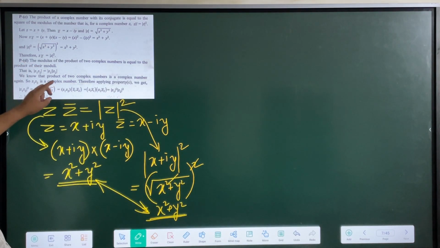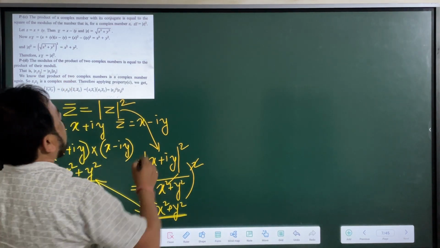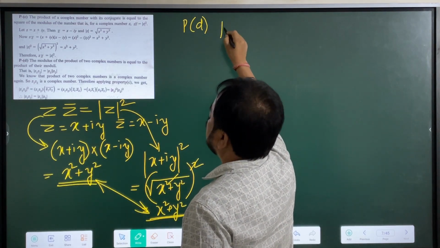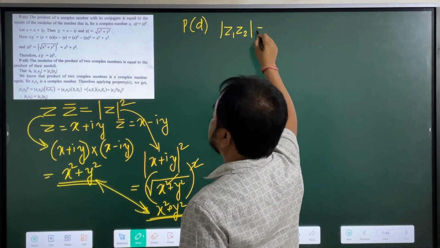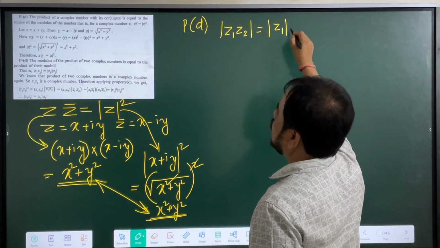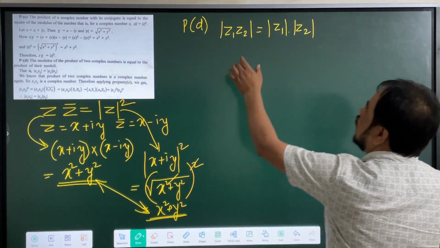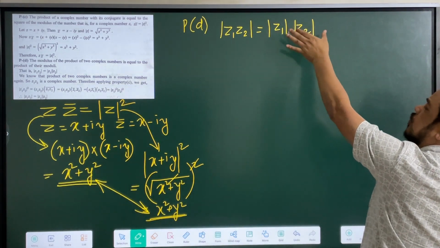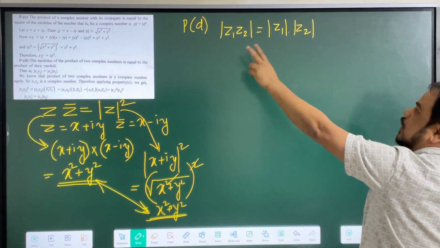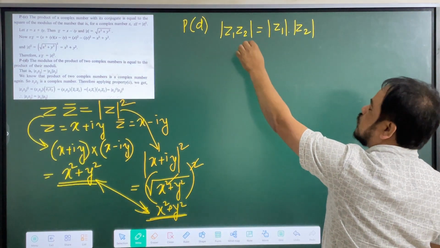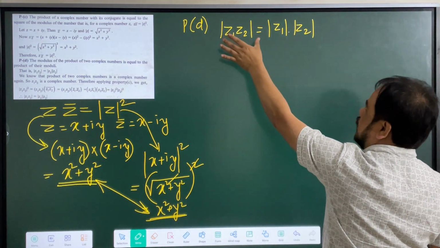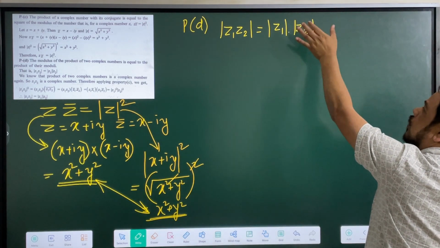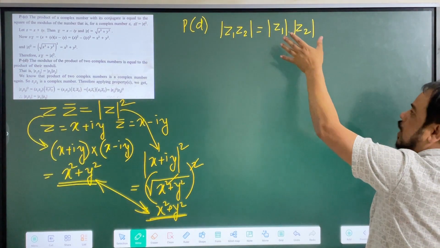Property number 4: mode of Z1 Z2 is equal to mode separately. So how to read? Mode of Z1 into Z2 is equal to mode of Z1 into mode of Z2. Okay, there are two complex numbers. The modulus of the multiplication of both complex numbers is equal to the modulus of one complex number into the modulus of the other complex number. That is how to read it.